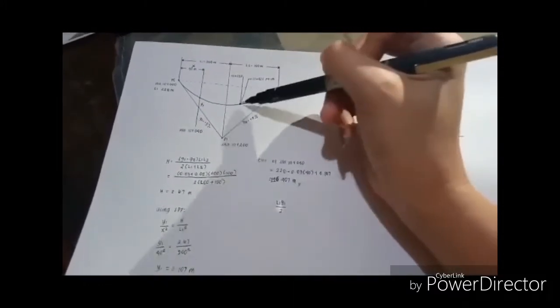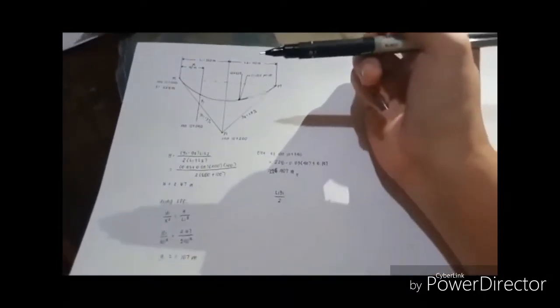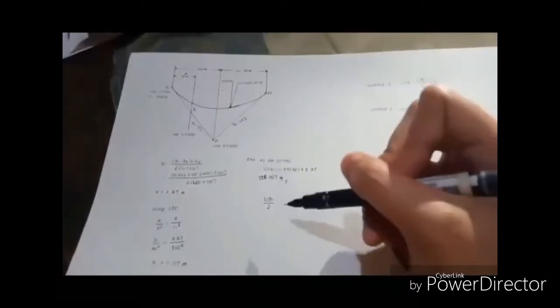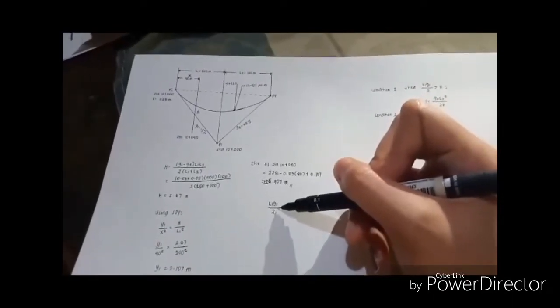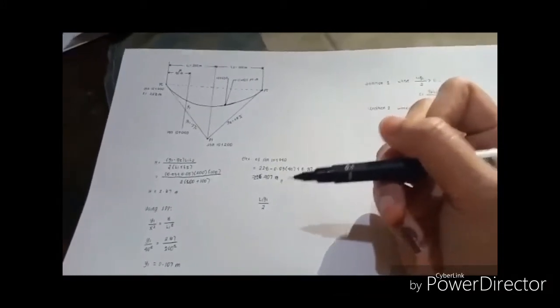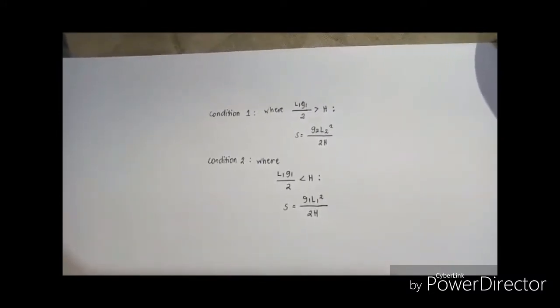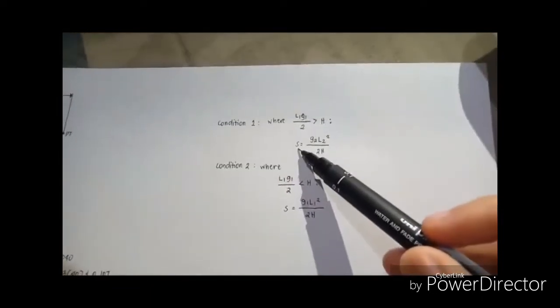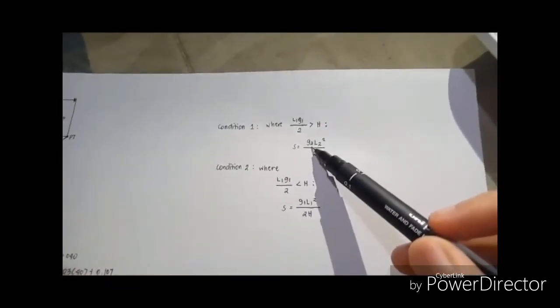So firstly, we will use this formula, L sub 1 times G sub 1 over 2, under some certain conditions. Kapag daw yung result ng L sub 1 times G sub 1 over 2 is greater than H, ito yung gagamitin natin: S equals G sub 2 times L sub 2 squared over 2H. Yan yung condition number 1.